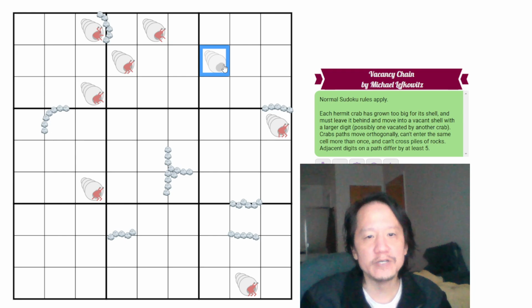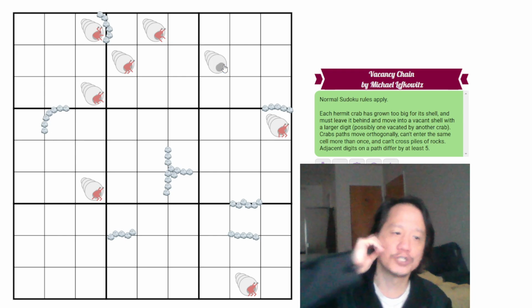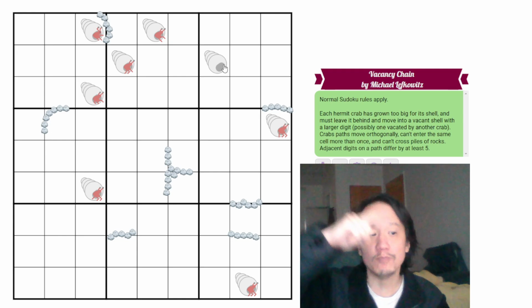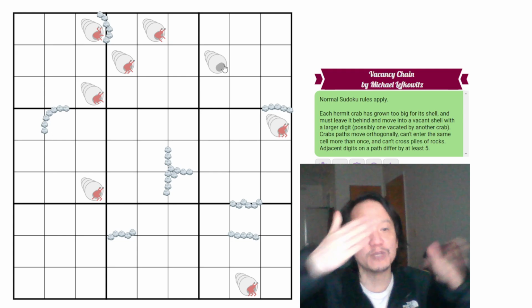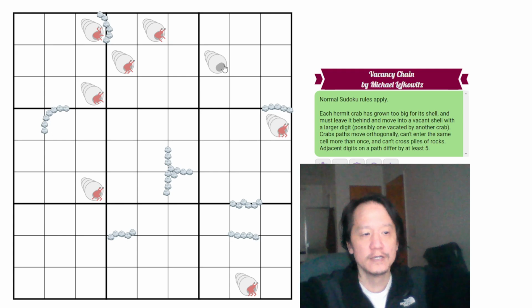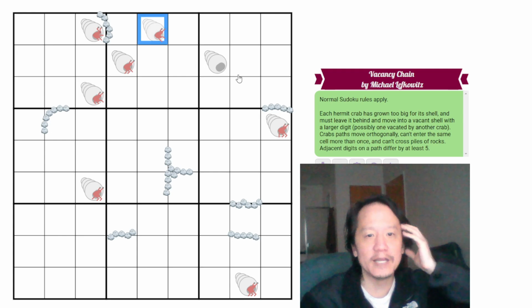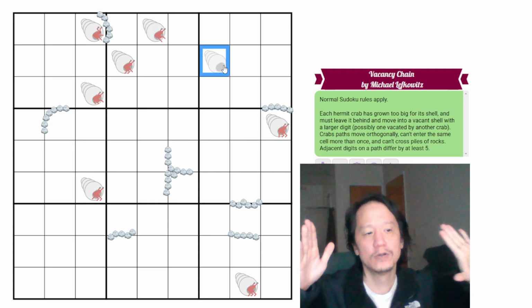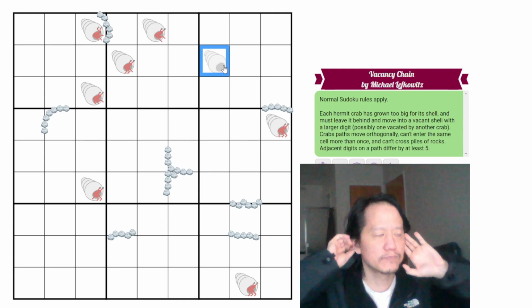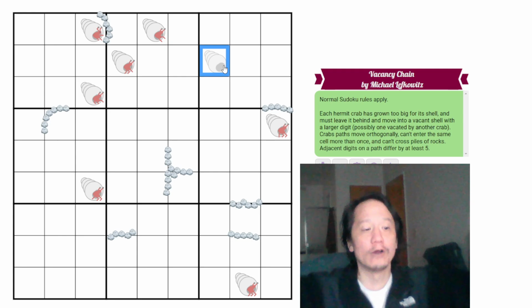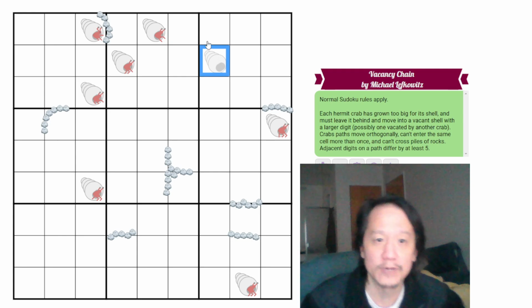The problem is there's only one extra shell. So therefore there can only be one extra one that you can go to, which has to be the highest of the remaining ones, right? So the highest of the remaining ones has to go here. Because otherwise, where else can it go? It can't go anywhere else, right?